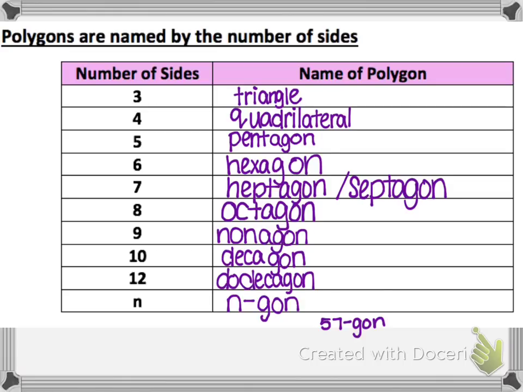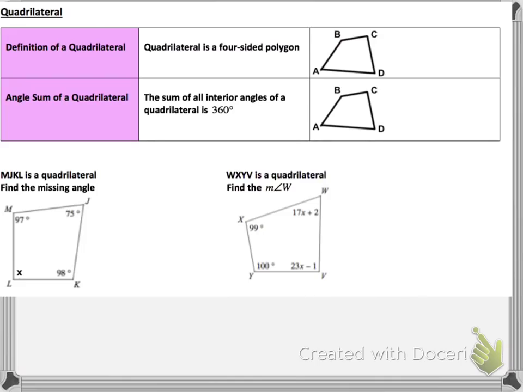Okay, so let's talk about this unit's focus. We are looking at quadrilaterals. A quadrilateral is any polygon with 4 sides. So the big deal about quadrilaterals, 4 sides: the sum of the interior angles of a quadrilateral is 360 degrees.